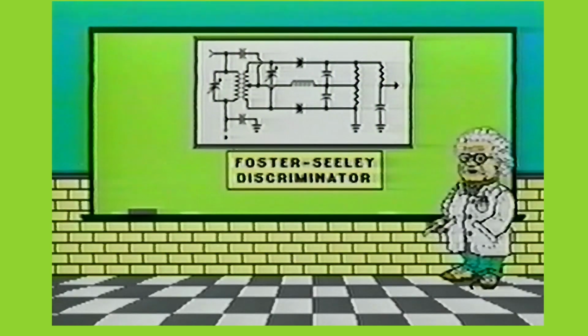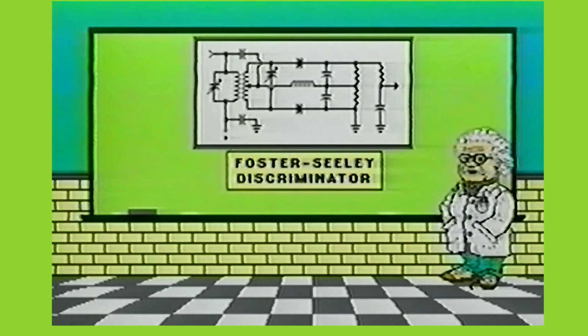The Foster-Seeley discriminator design requires one or more limiter stages to precede its input. Because any amplitude variations in the input signal will affect the output of the discriminator, the Foster-Seeley discriminator acts upon phase variations within the FM signal instead of the FM signal deviation.